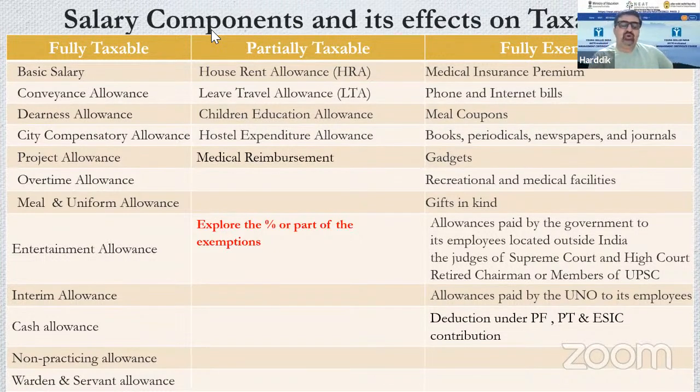Okay, you can explore and exhaust. You can make more additions to this list of components. Make a similar table: fully taxable, partially taxable, and fully exempted. Which components are 100% taxable, which components are partially taxable and if partially, how much, and which components have no tax at all or have some limit set.